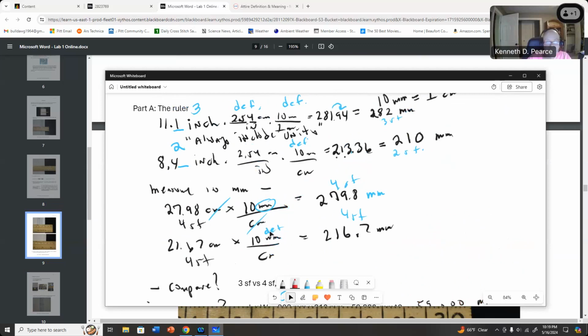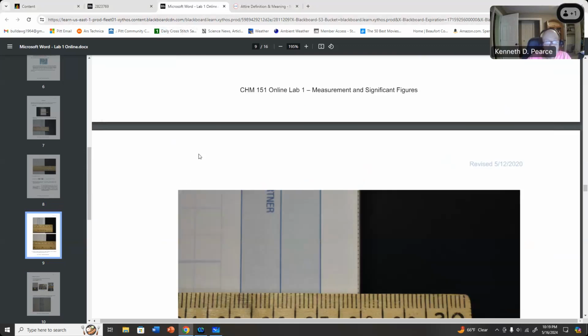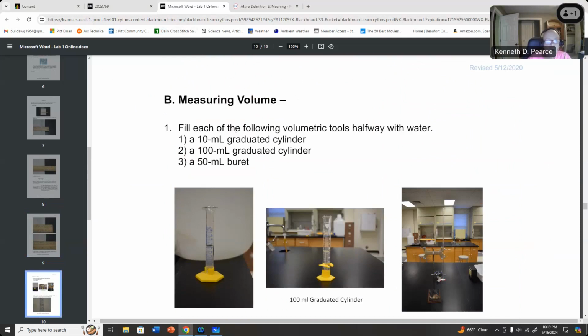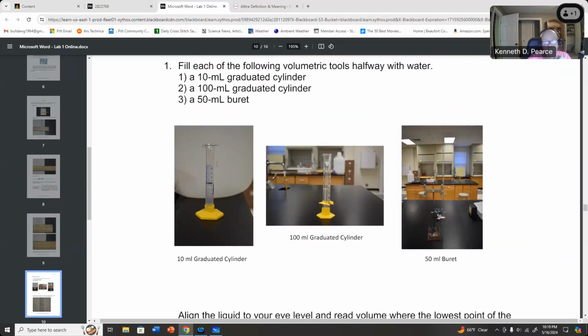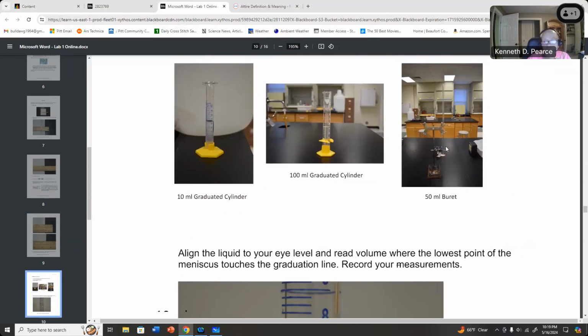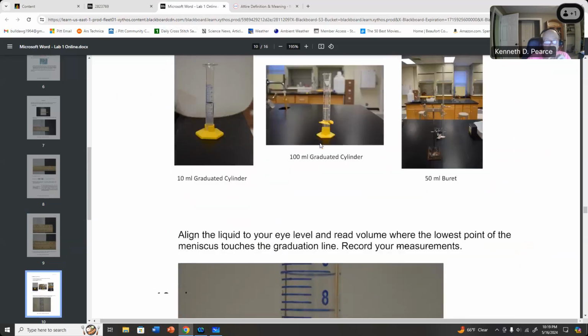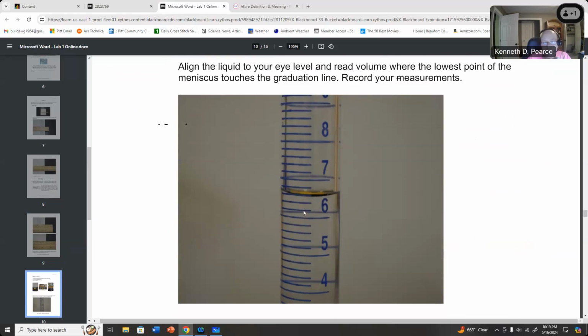this part right here, which would be part A. And we're going to do the same thing for all the other parts. So we have measure and volume. It says you have a 10 milliliter, 100 milliliter, and 50 milliliter burette. Here they are, and they're labeled. And it shows you how to read them.